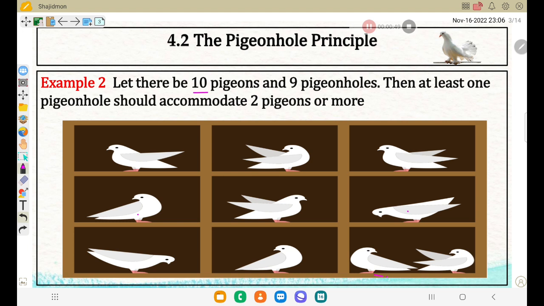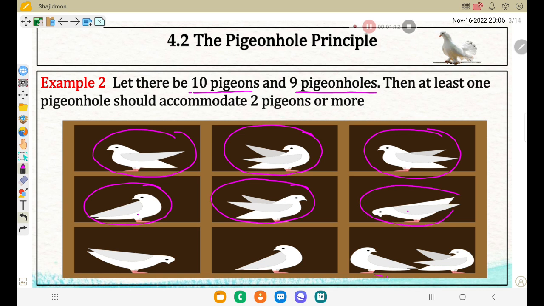Let there be 10 pigeons and 9 pigeonholes, okay? You can see this figure. This is one pigeon and one pigeonhole, another pigeon and another pigeonhole, the third one, the fourth, fifth, sixth, seventh, eighth, ninth and tenth, correct? So we have 10 pigeons and 9 pigeonholes.